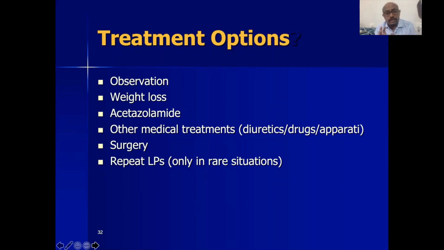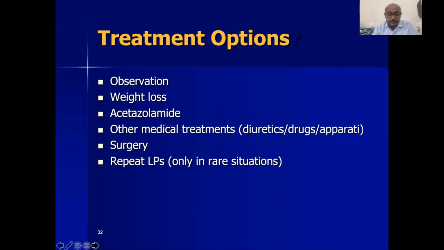Patients should lose at least 15 to 20% of their baseline weight in the first 6 months. Acetazolamide is the cornerstone of treatment. A lot of times we start the treatment, or a neurologist would start the treatment. Initially, the patient may require a little higher dose of acetazolamide to bring the pressure down and then be put on a maintenance dose. Other medical treatments like diuretics have been tried.